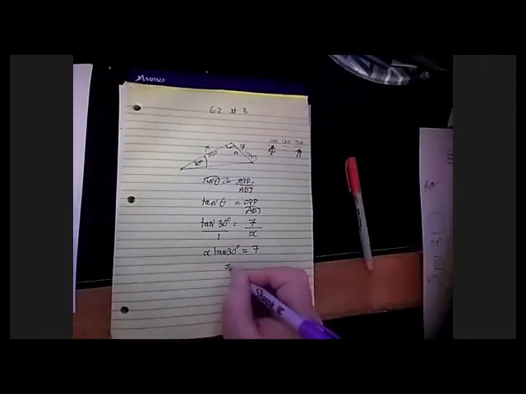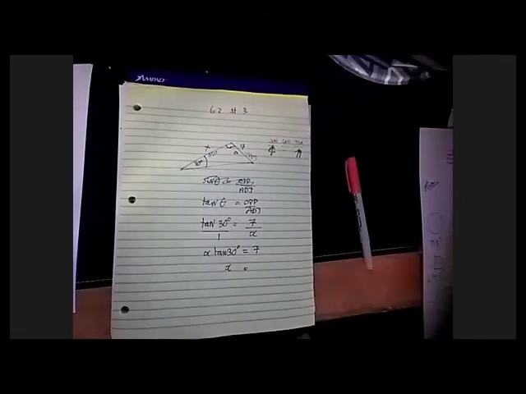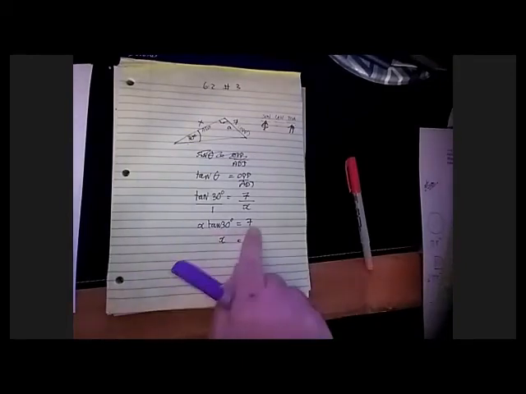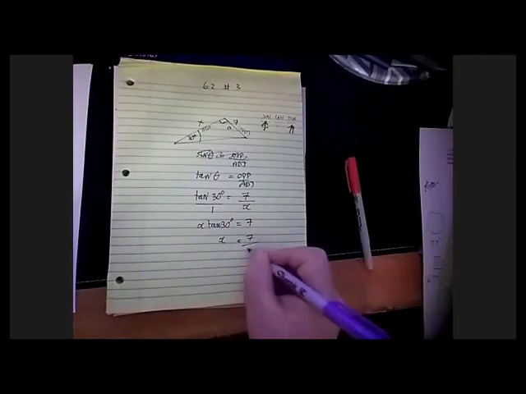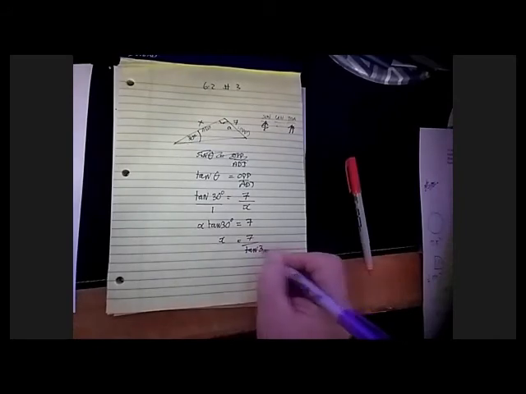And what am I now going to do to find X? Divide by the tangent of 30 degrees. Correct. So far, so good.